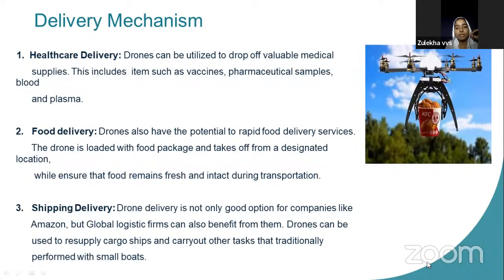Shipping delivery. Drone delivery is not only a good option for companies like Amazon, but global logistic firms can also benefit from it. Drones can be used to resupply cargo ships and carry out other tasks that are traditionally performed with small boats. As we know, some transportation also occurs by boats.